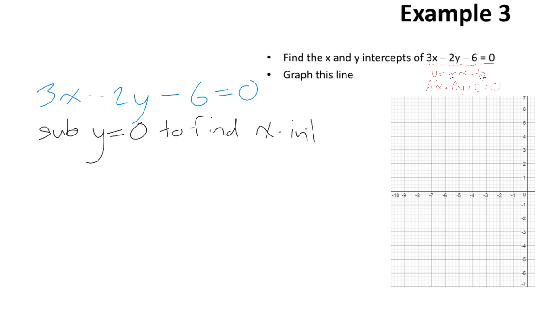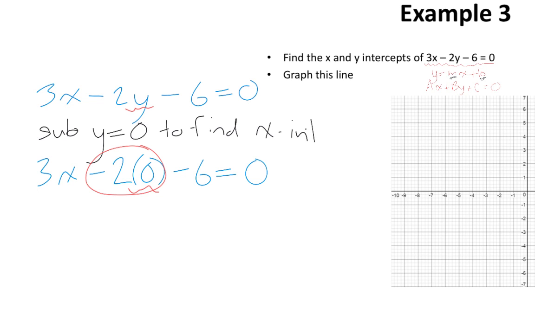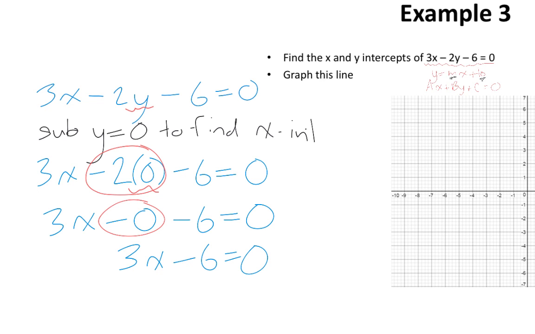When you substitute in a number, I like to put that number within brackets. So instead of writing y, you're going to write 0, and then everything stays the same. Let's just highlight that so you know what I'm changing. Let's simplify this a little bit. Anything multiplied by 0 becomes 0. So that is going to become a 0, and everything else stays the same. We don't really like to write zeros in, so let's remove that 0. And that will leave me 3x minus 6 equals 0.